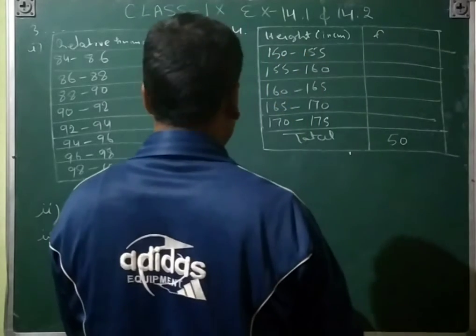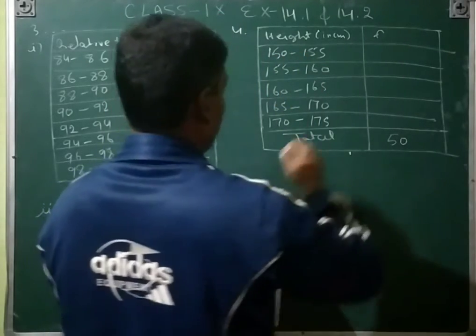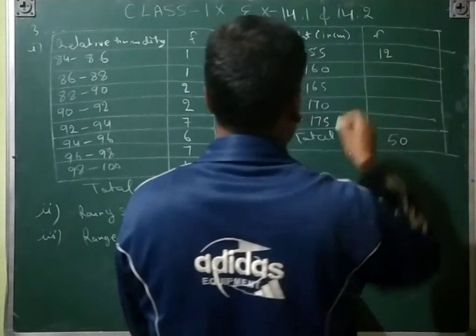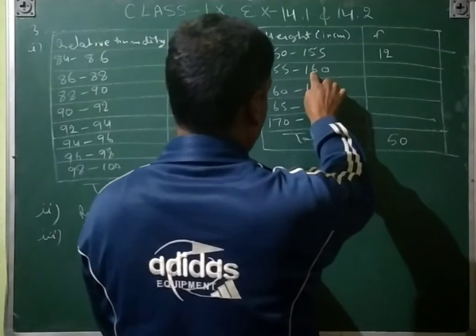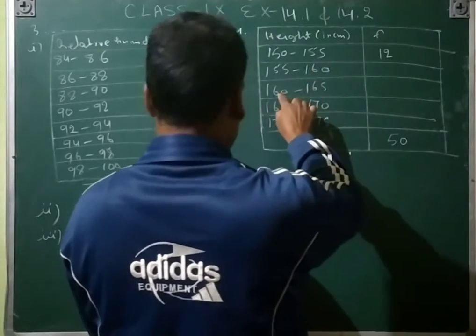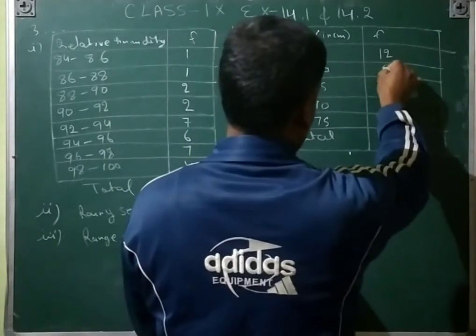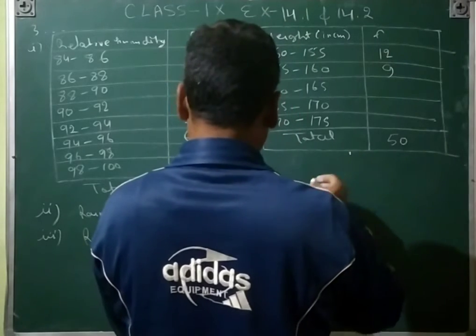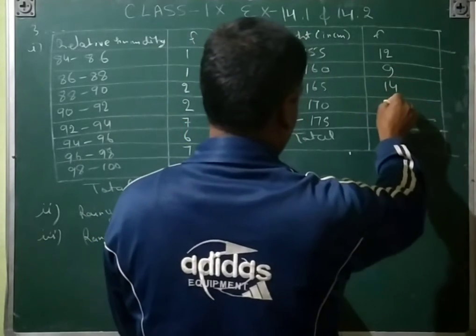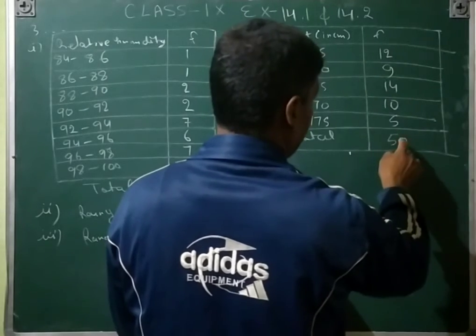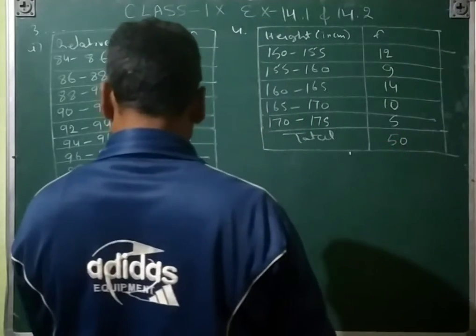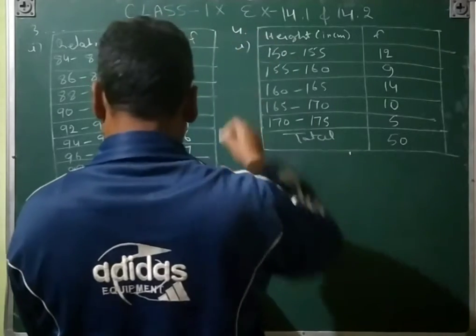Now we will see in the table: 150 to 154, that is 12. Similarly 155 to 159, 160 will become here, that is 9. And then similarly 14, 10, 5, and then the sum of these must become 50. That is the first part.